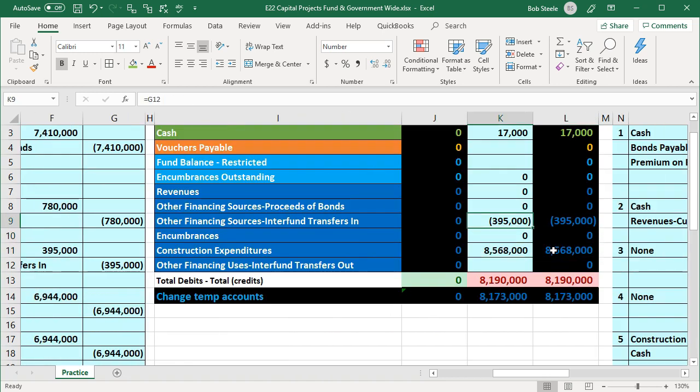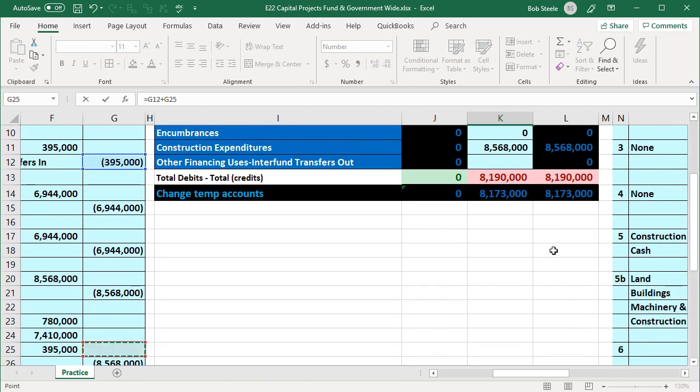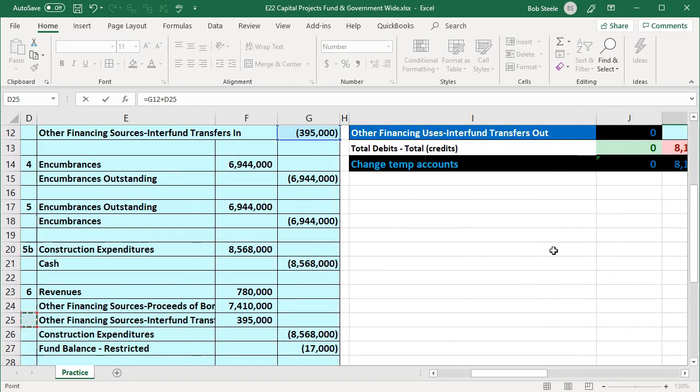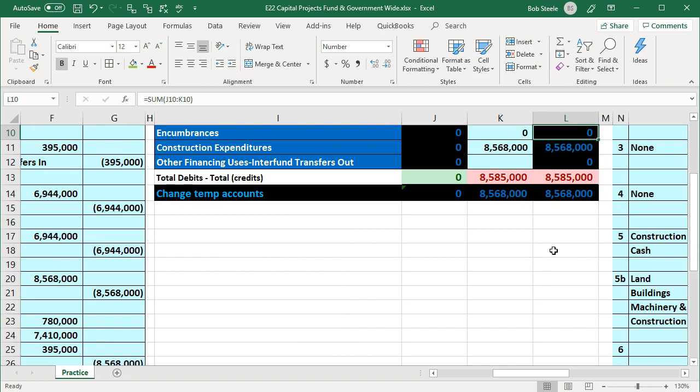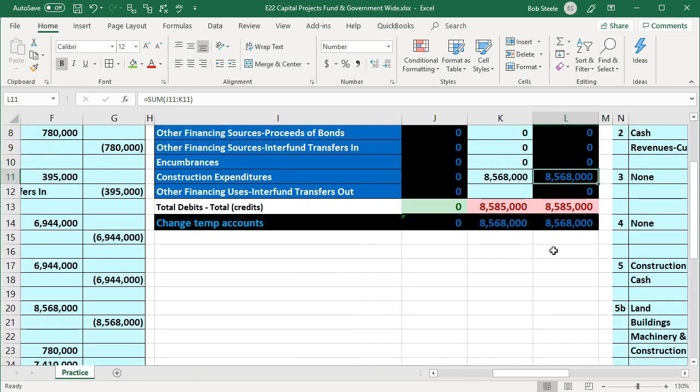Here's the 395. We're in K10, F2 plus F2. Scrolling back down, and we're going to pick up that other financing source and enter. So that brings it down to zero.